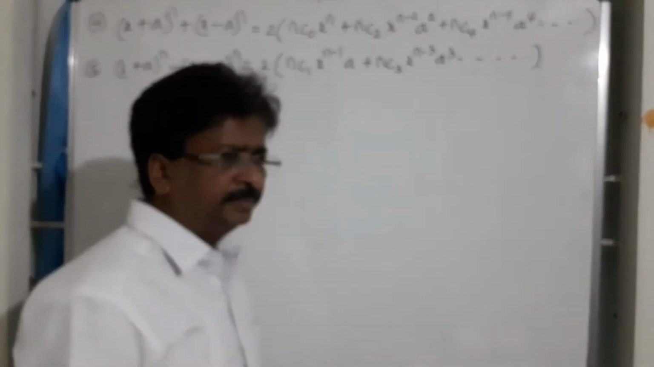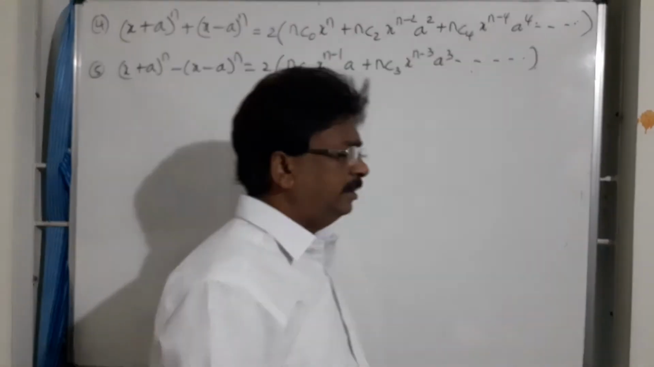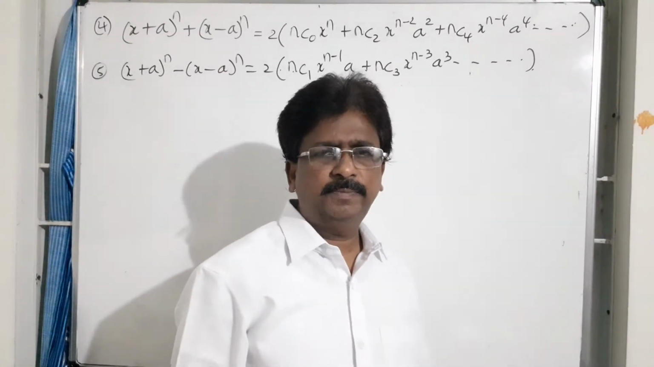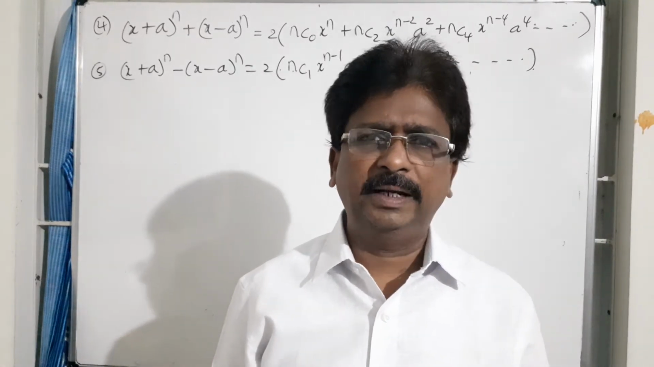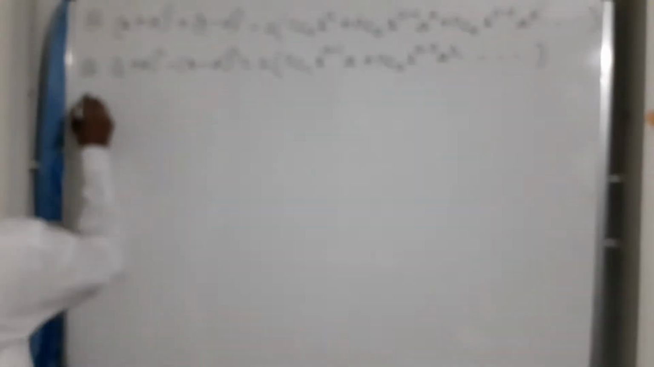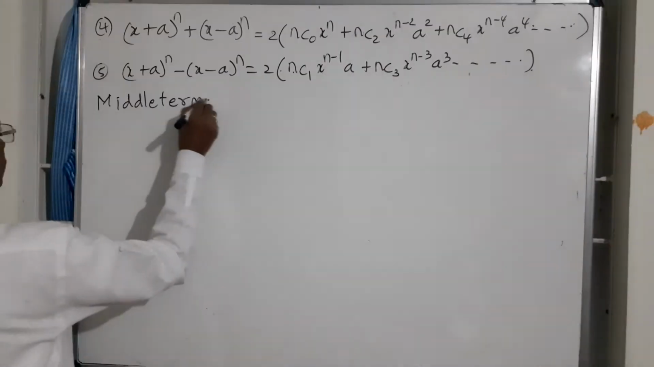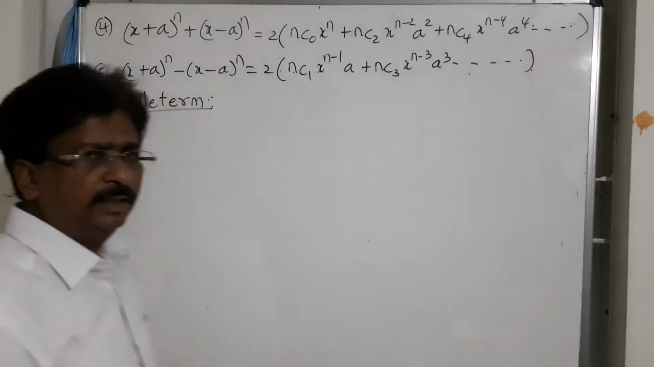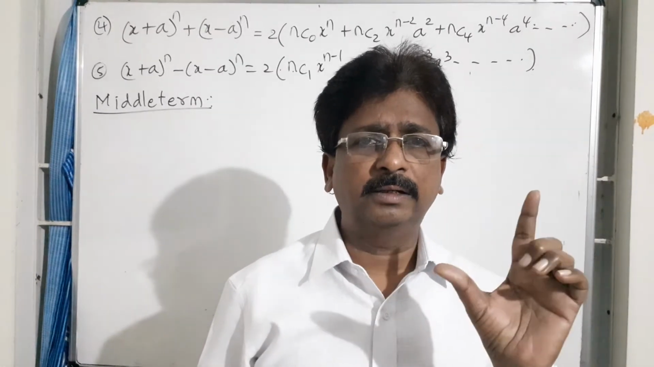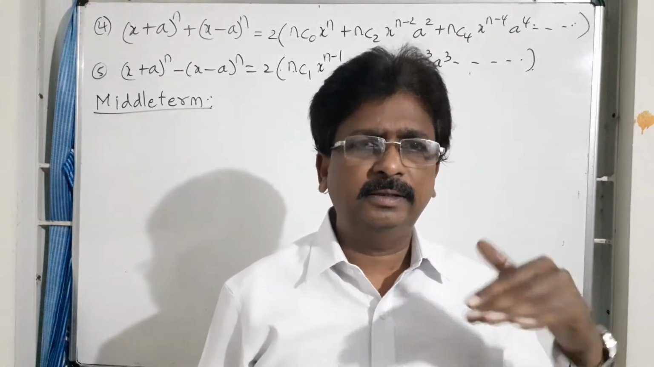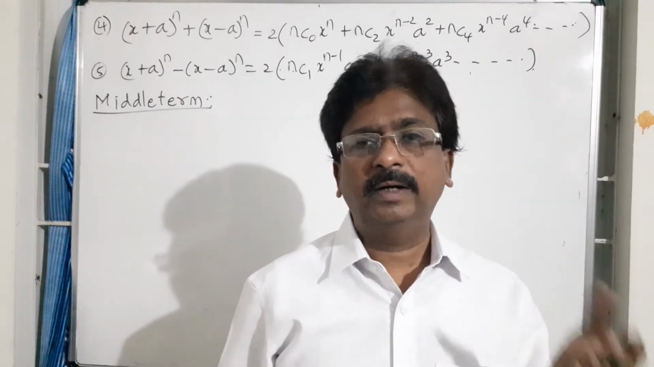Okay, next one. After writing these expansions, let us do one question. Next, let us find the middle term. In any expansion, the middle term means the term number. First we find the term number, and after that the term value also we find if needed. Now what is the middle term?